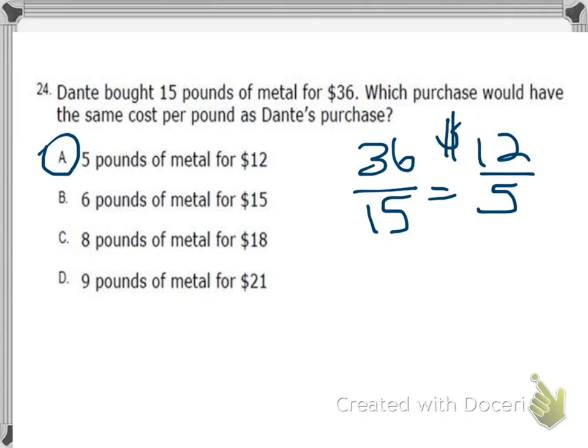So there's your answer. That's one way of doing it. Another way you could have done it, although I don't think you're going to have calculators for this test, is to find the unit rate per pound and then to test the unit rate per pound for A, B, C, and D. But without a calculator, this is the next best way to do it.